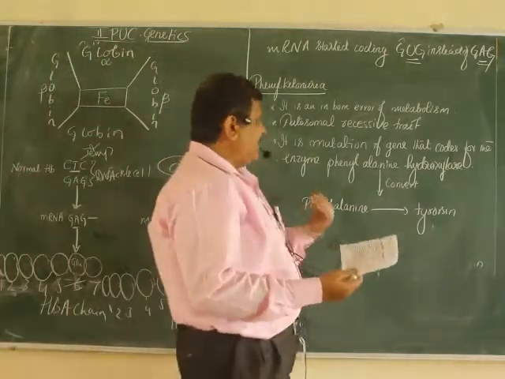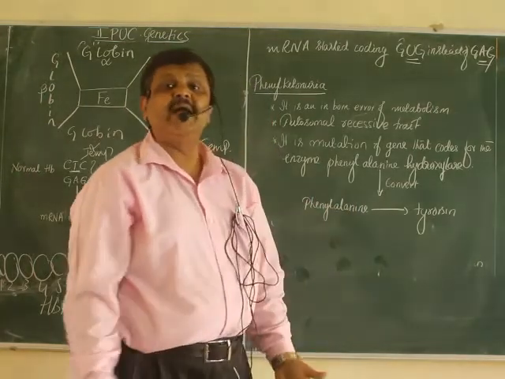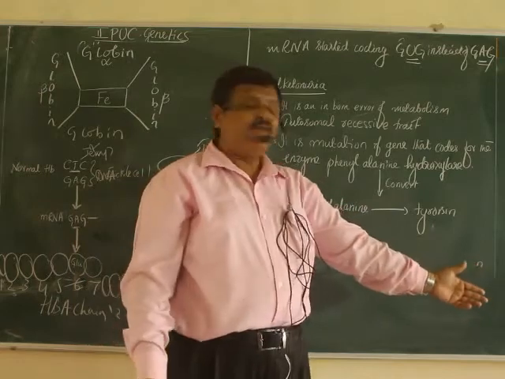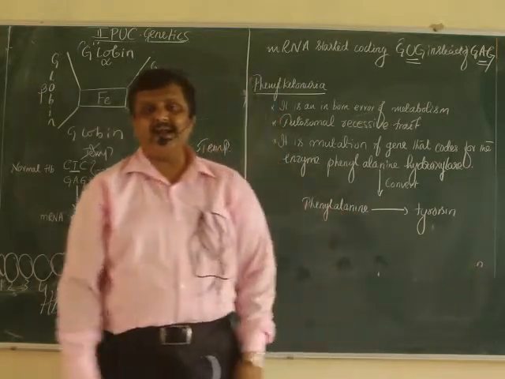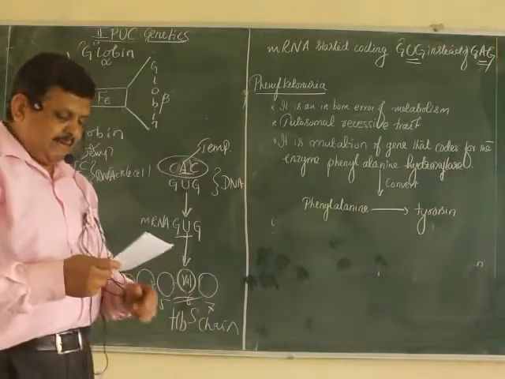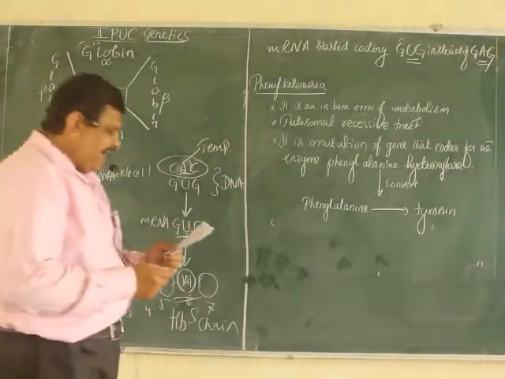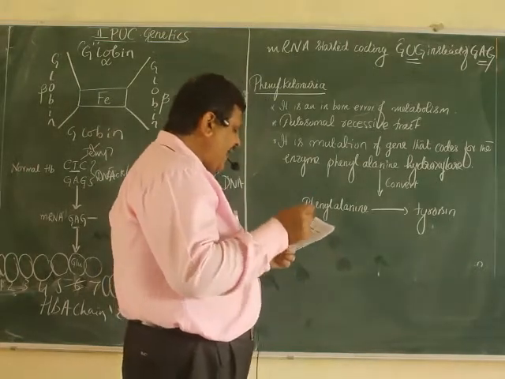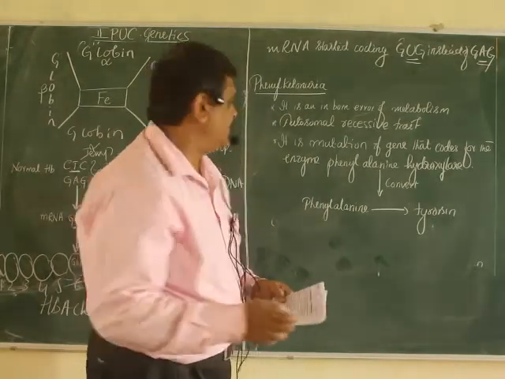But suppose that enzyme is not produced, then what happens? Phenylalanine will not be able to convert itself into tyrosine. So, the affected individual lacks the enzyme. As a result, the phenylalanine accumulates in the cells.